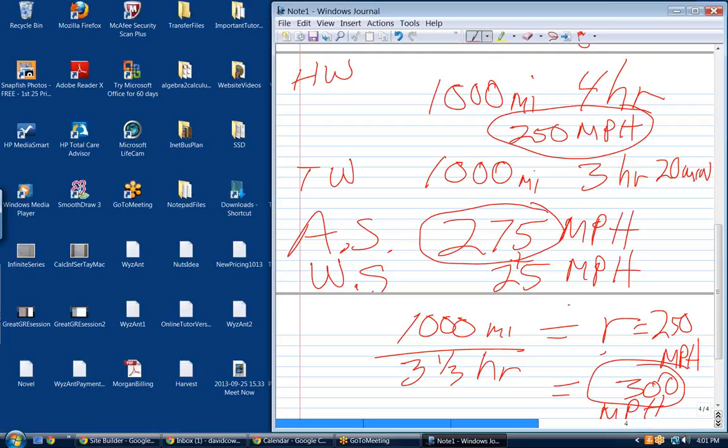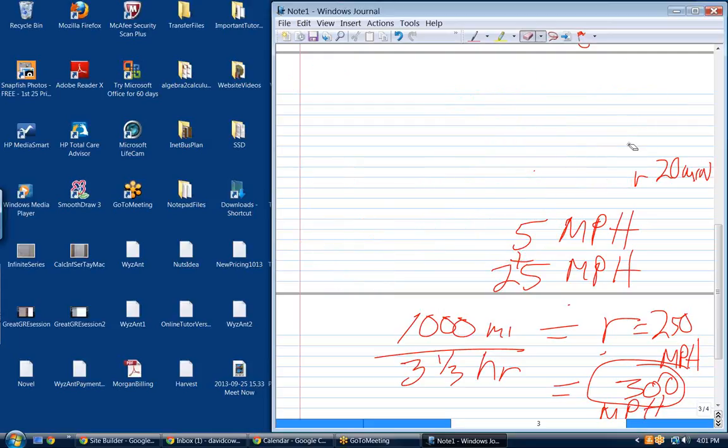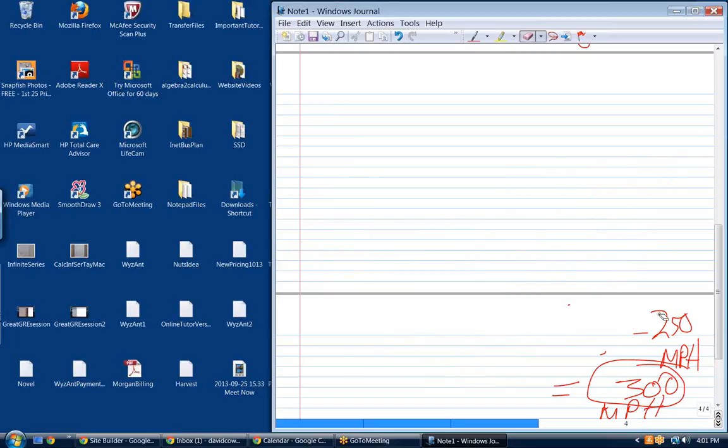So it's like the difference between. Yeah. Okay. Primary formula is distance equals rate times time. If you start off with that, that will solve most distance, rate, time problems. Another one? Sure. Let's see.